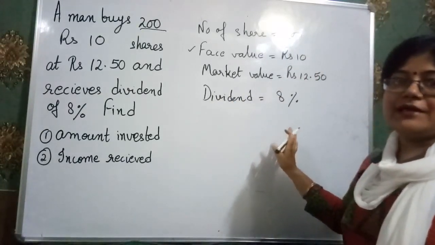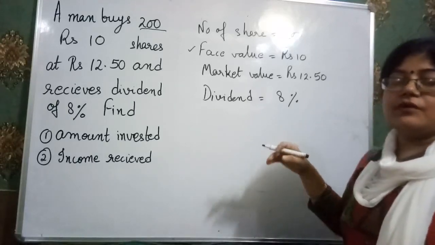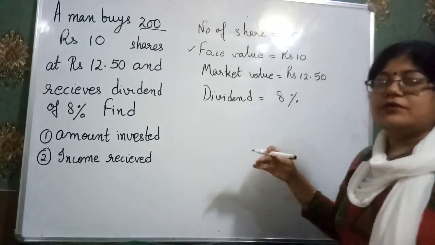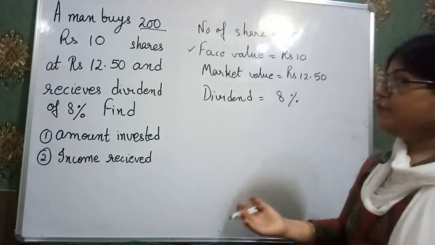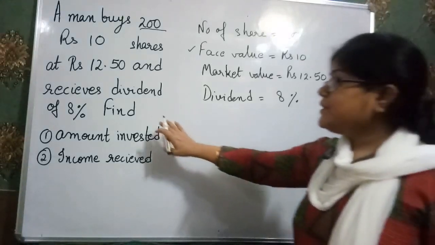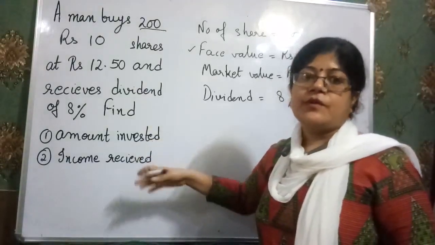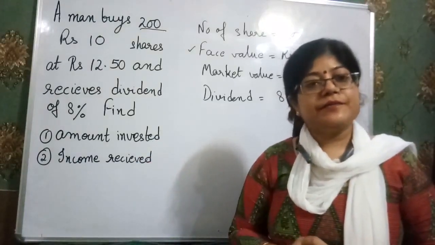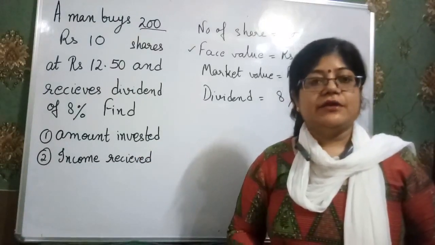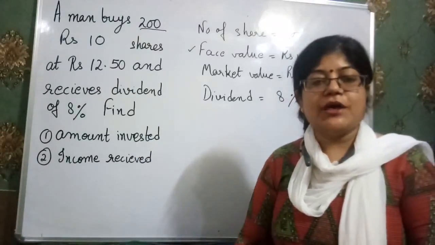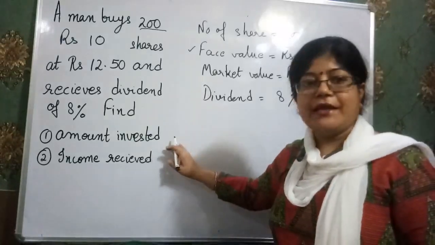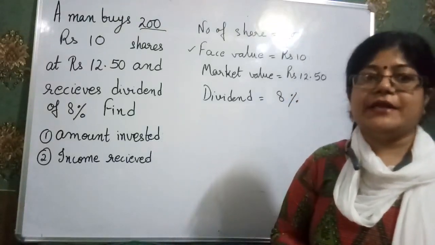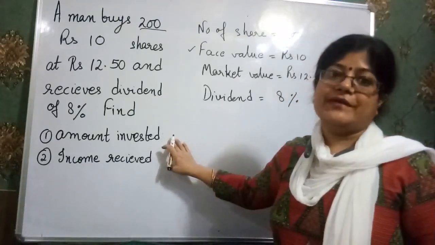Whenever you make the analysis of the question, you get a proper road map in your mind, so it's easy to solve the question further. Okay, now there's the first question: find the amount invested. What is the amount invested? Any person who buys a share from the market is investing his money into the company. So the capital which he invested in that company is the amount invested that we have to find.